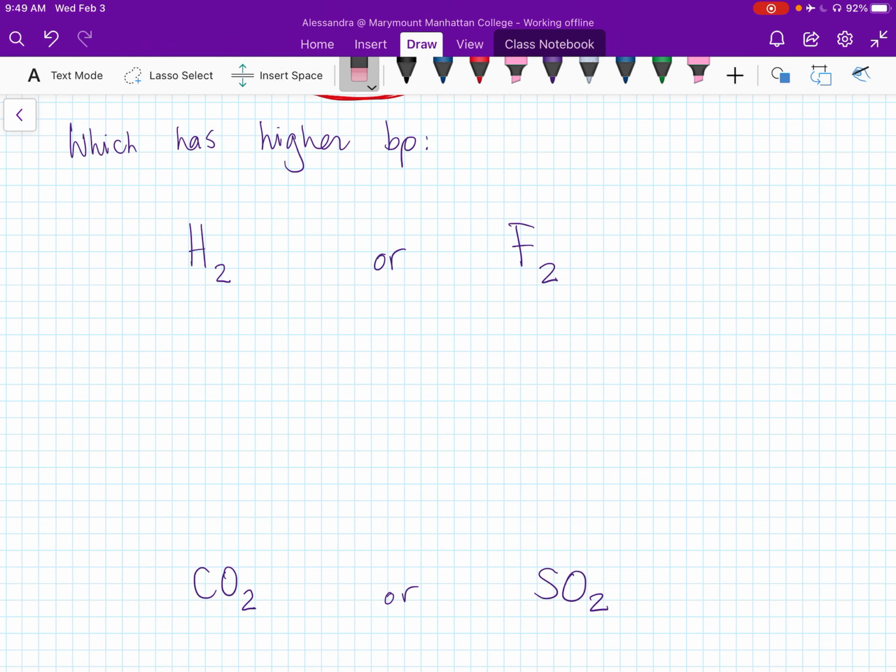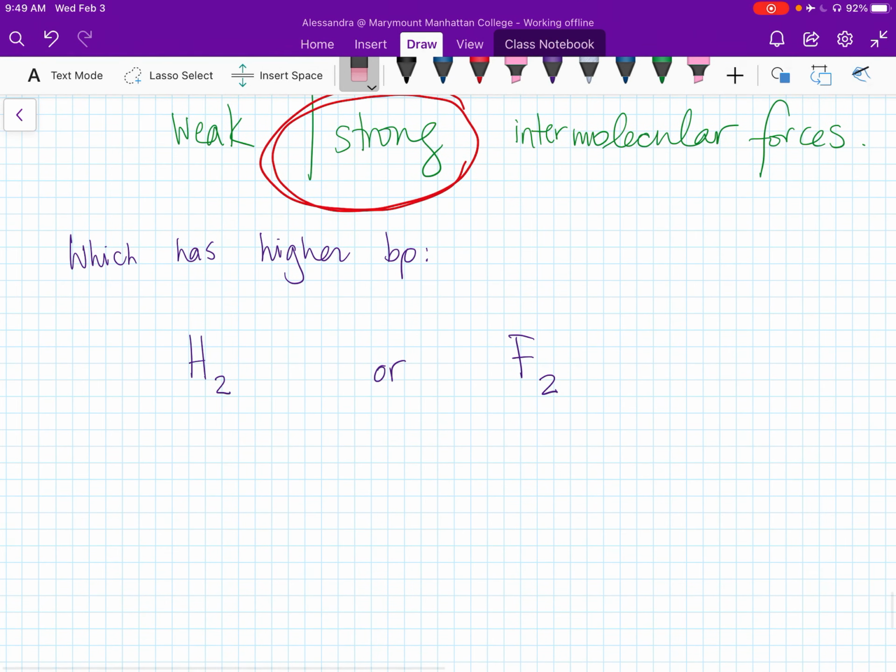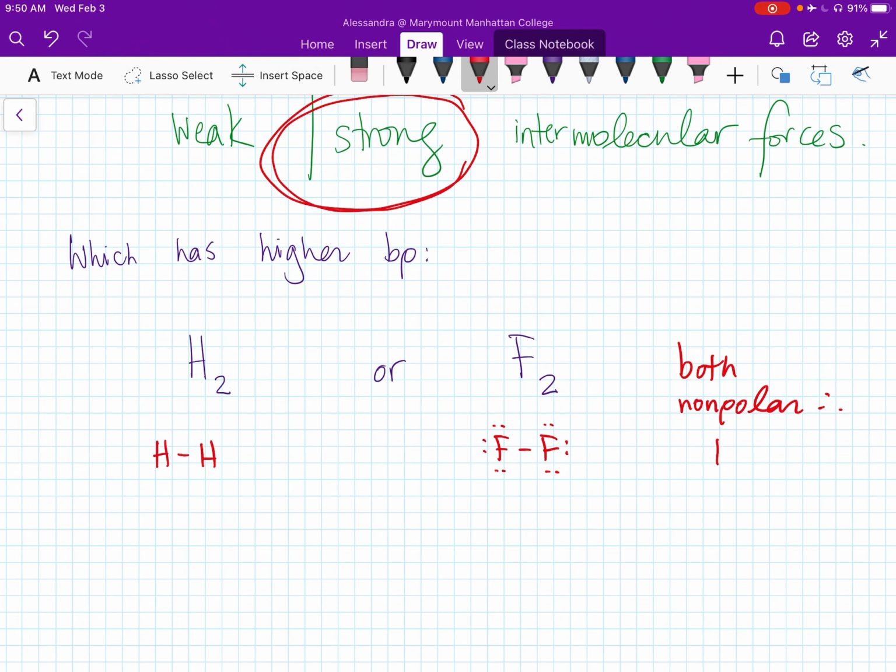2 examples. Let's do this one first. Which of these 2 compounds has a higher boiling point? Hydrogen molecule or the fluorine molecule? So H2 or F2? All right, well, look at these molecules. They're both nonpolar, right? If we draw these molecules, they're very simple homonuclear diatomic molecules. Only difference is that if I draw their Lewis structures, fluorine has a whole lot of electrons around it. So these are both nonpolar molecules. So that means they're both going to have London dispersion forces, LDF, as the strongest intermolecular forces.